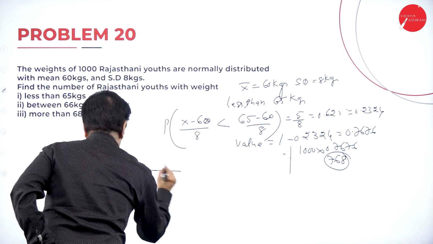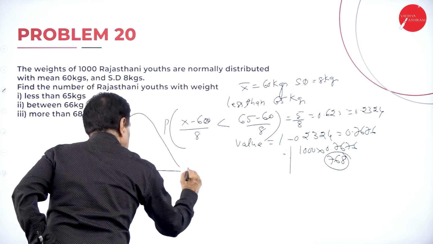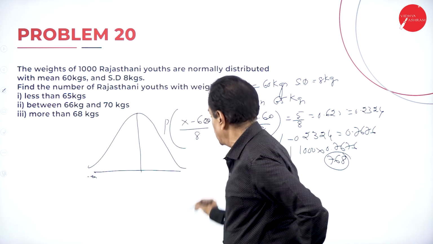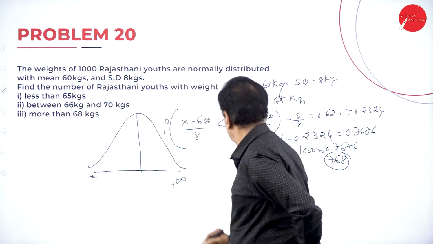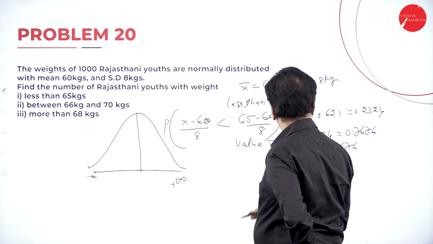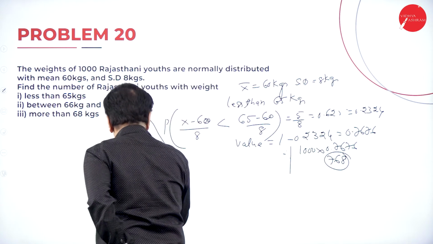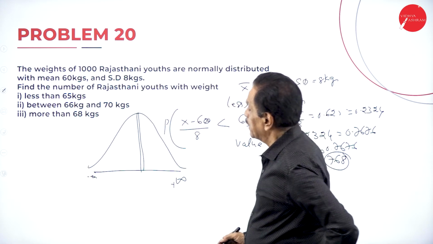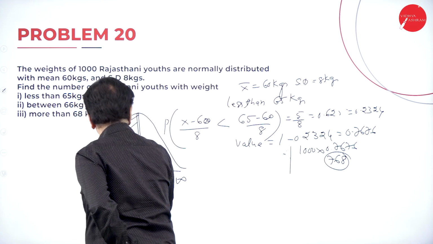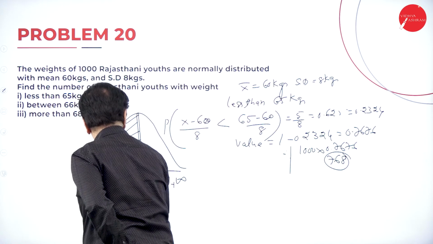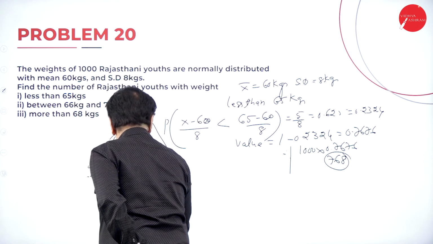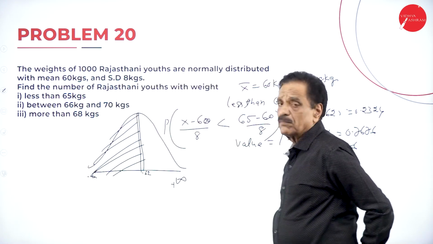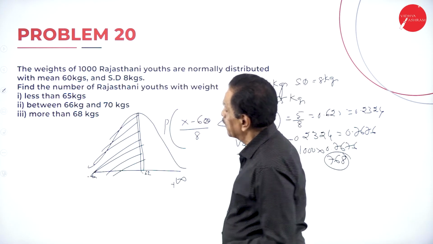Then, the normal distribution table. This is minus infinity, this is positive infinity. So what's your value here now? 0.62. It is less than 0.62, less than the normal curve.